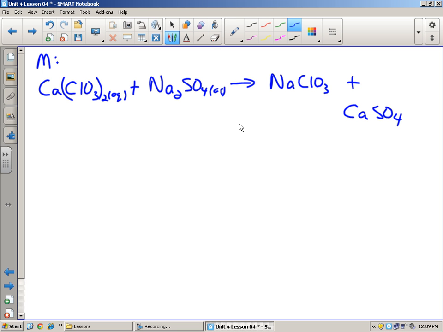Okay, so the molecular equation, I need to balance this yet, but once again, calcium chlorate, calcium is 2 plus, chlorate's 1 minus, swap and drop. Sodium's a 1 plus, sulfate's a 2 minus, so swap and drop. Sodium chlorate, 1 plus, 1 minus, and calcium 2 plus, sulfate 2 minus, swap, drop, reduce.